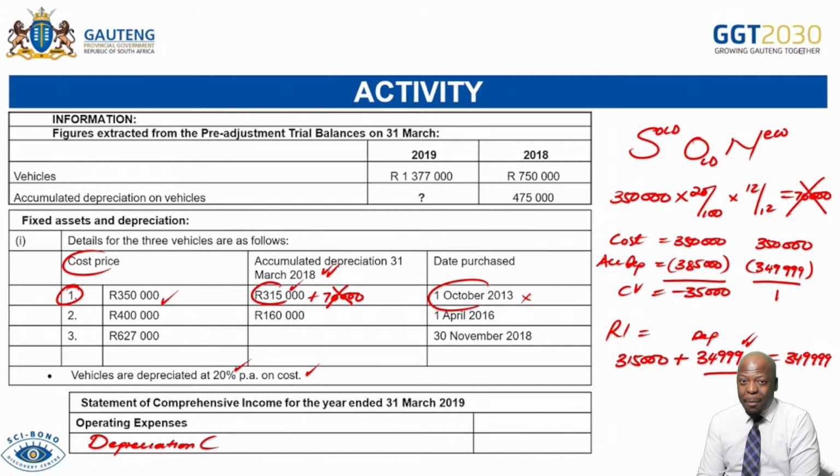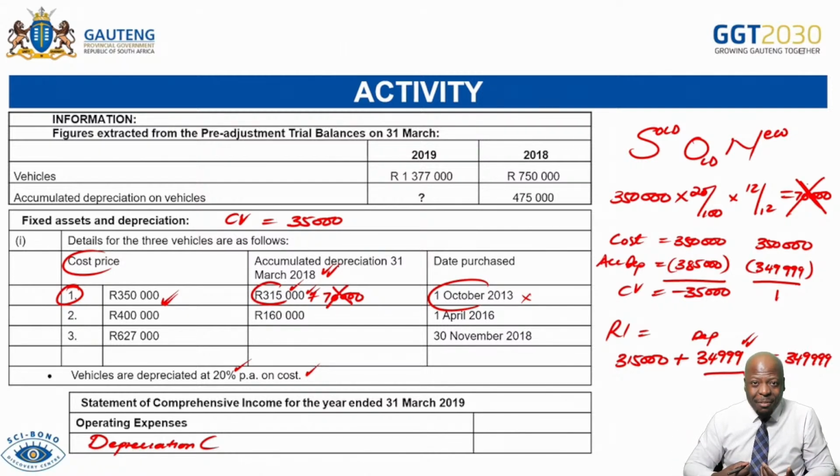There's another quicker way. Can I show it to you? Whenever you are calculating depreciation on cost, always check: my cost is 350, my accumulated is 315, how much is my carrying value? My carrying value, therefore, is 35,000. Therefore, my depreciation cannot be 70. I cannot lose more than what I have. I can't lose 70 when I only have 35.